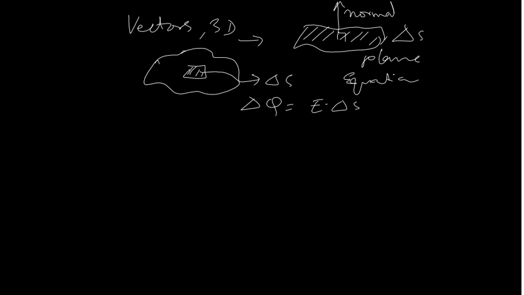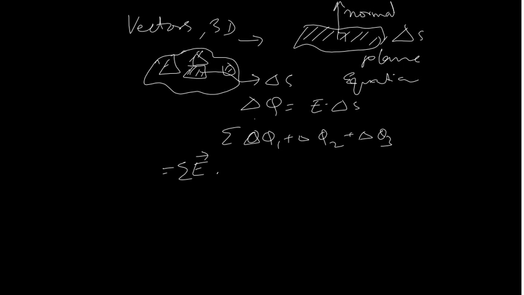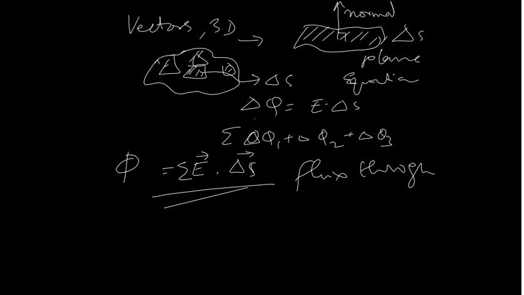If you want the total phi, that means the sum of delta phi 1 plus delta phi 2 plus delta phi 3, so many small areas if you are taking. That is what the sigma is. Then you get sigma E dot dS. Both are vectors. This is equation 1.12. This is the total flux going through a surface. Flux through a surface, that's what they call it. So it is essential to remember this formula.